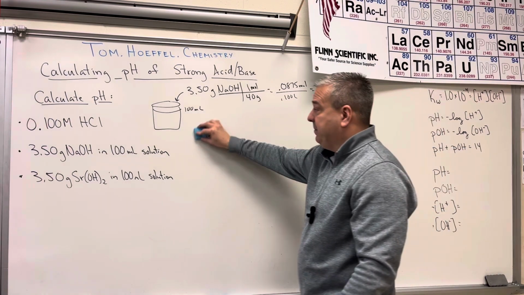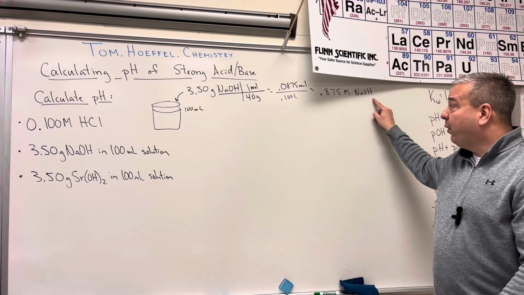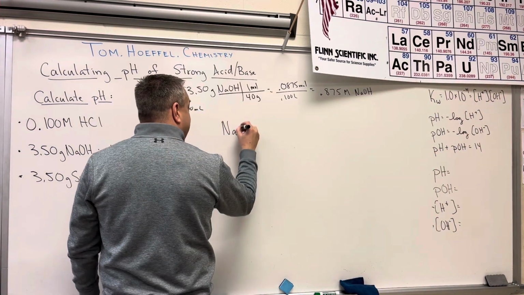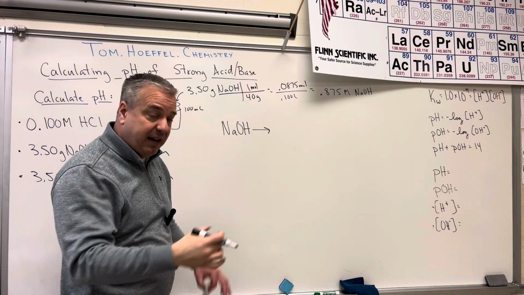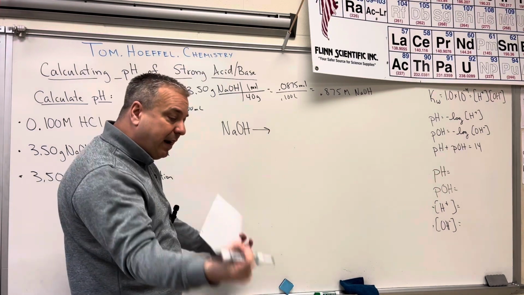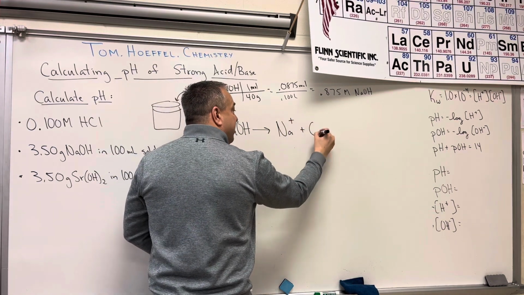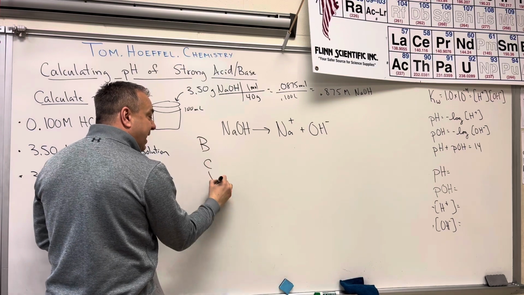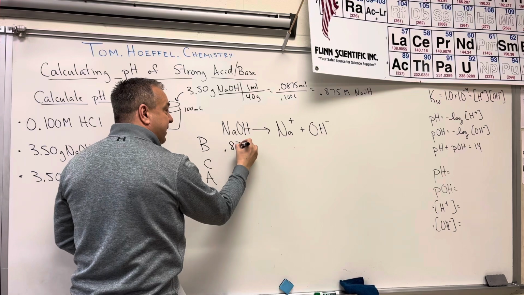Now, I'm going to do the same thing that I did in the last problem. I'm going to start out with an equation for a strong base. So if this is a strong base, it's going to ionize 100%. It's going to dissociate or break up into its ions of sodium and hydroxide. And I'm going to use that BCA again, and I'm going to plug in 0.875 right here.